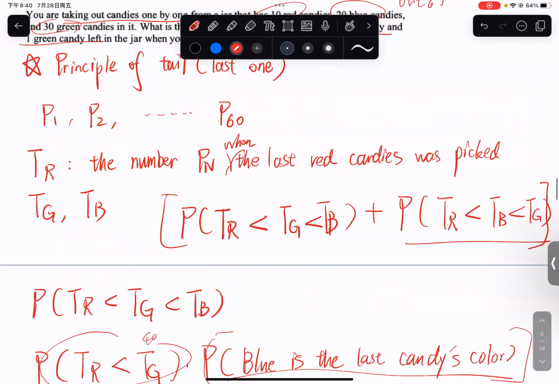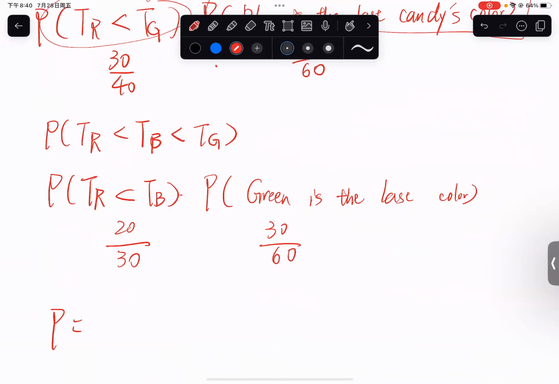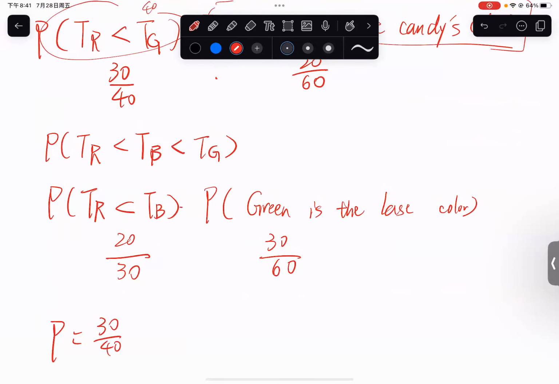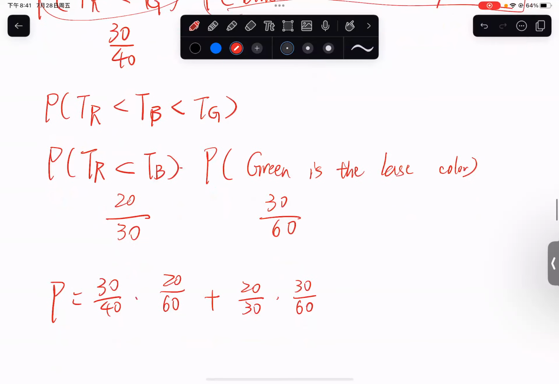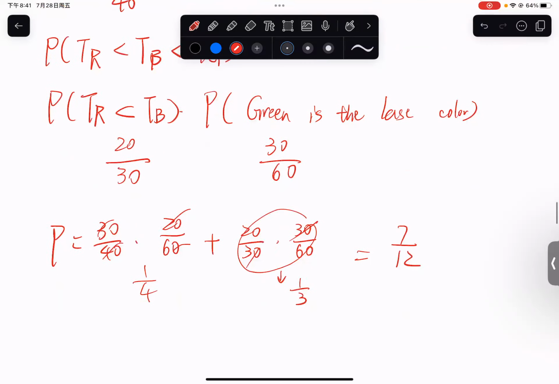Among them, how many of them are blue? 20 are blue, right? So now we have the total probability equal to 30 over 40 multiplied by 20 over 60, plus 20 over 30 multiplied by 30 over 60. These two cancel out, and this is equal to 1 over 3. These two cancel out, these two cancel out, and this is 1 over 4. So in total, this is going to be 7 over 12, and we solve this question.